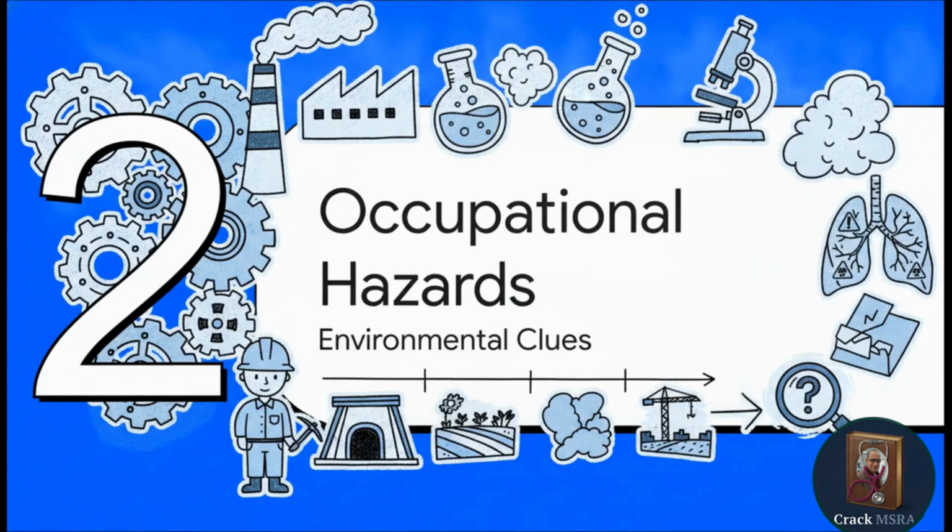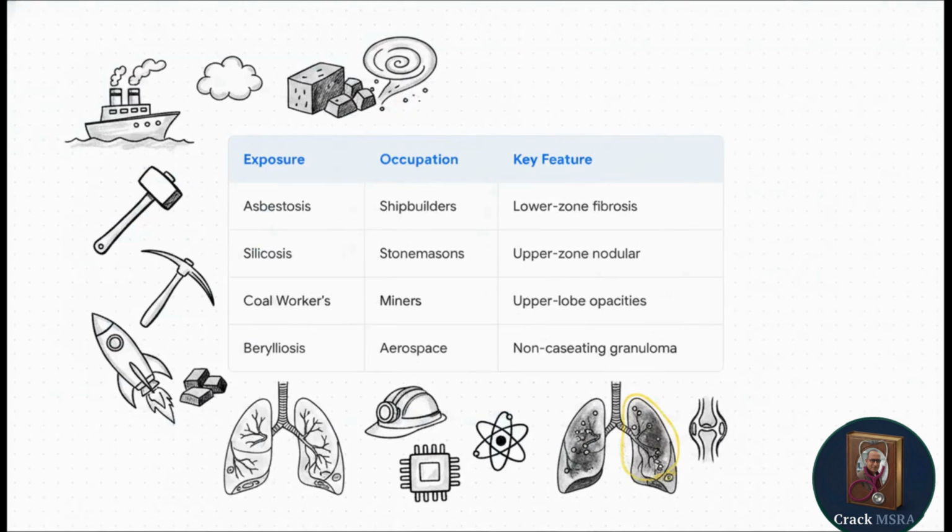Moving right along to Section 2, Occupational and Environmental Hazards, because let's face it, your patient's job is often your biggest diagnostic clue. An occupational and employment history is basically your best test. Got a retired shipbuilder or a plumber? You're definitely hunting for asbestosis, which means lower zone fibrosis and benign pleural plaques. What about a stonemason or sandblaster? Think silica dust, upper zone fibrosis, and that classic eggshell lymph node calcification. For miners, look for the upper lobe opacities of coal workers' pneumoconiosis. And if they also have rheumatoid arthritis, boom, you've just diagnosed Caplan syndrome. Lastly, if they work in aerospace or electronics, think beryllium exposure leading to berylliosis, which actually mimics sarcoidosis with its non-caseating granulomas.